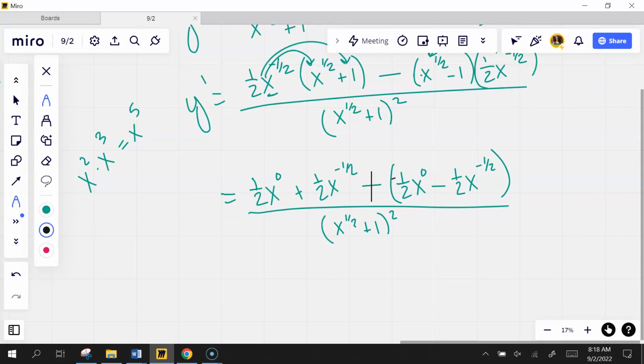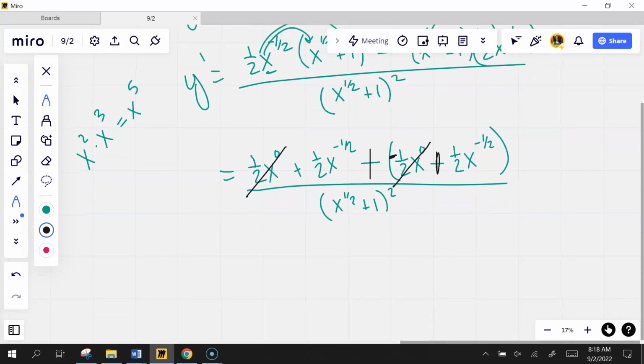All right, so this is really like this. So my 1/2s cancel. Now I've got 1/2 x to the negative 1/2 plus 1/2 x to the negative 1/2. Those look like like terms to me. Do you agree? What is 1/2 x to the negative 1/2 plus 1/2 x to the negative 1/2? X to the negative 1/2, because a half and a half is a whole.